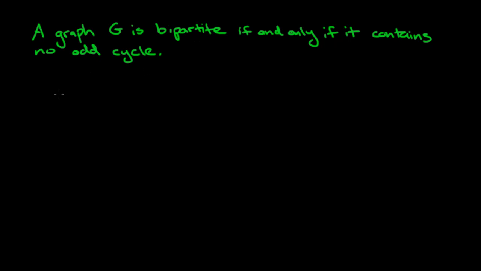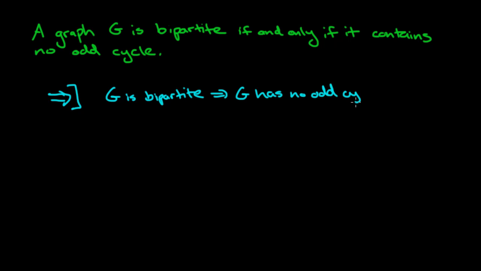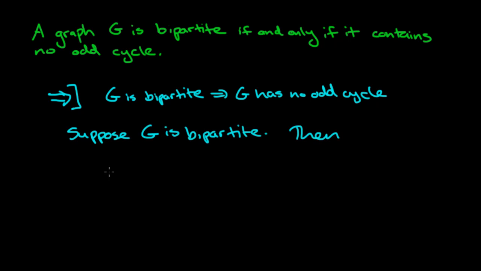So let's start with the first direction, which is showing that if G is bipartite, then G has no odd cycle. This is what we aim to prove right now. So what we do is we suppose that G is bipartite. And you should really remember what bipartite means.